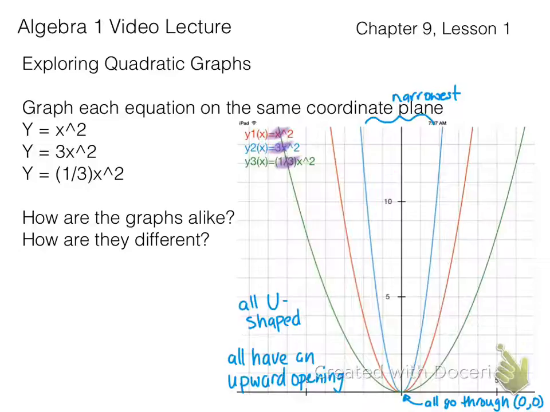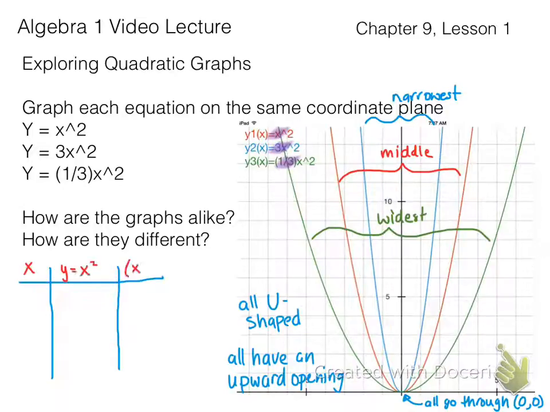Now, the blue one, again, is the narrowest, the red one's the middle, and the green one is the widest, all right? And again, the difference in the widths is what is different about each one, even though all of them go through the same vertex. All of them have an upward opening, and of course, all of them are U-shaped.